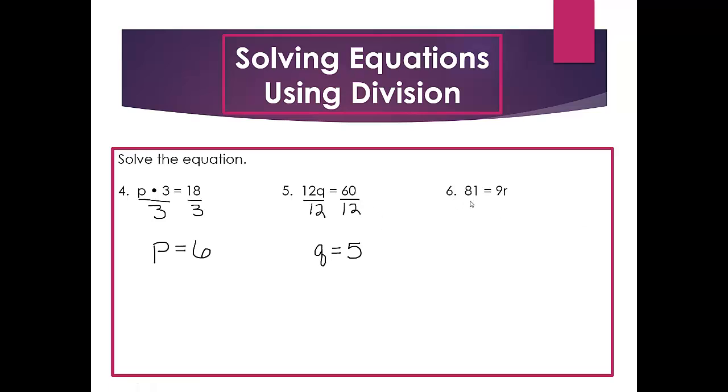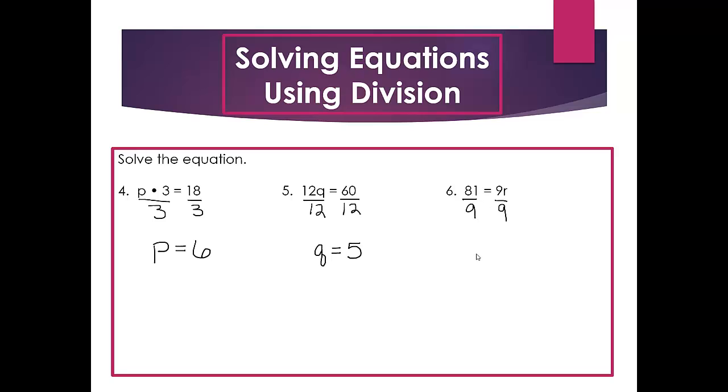For number 6, we have 81 equals 9r. We want to focus on the right-hand side of the equation because that has the variable r. On this side, we are multiplying 9 times r, so we need to do the inverse operation because we want to undo the multiplication. So that means we need to use division. So we will divide by 9. We also need to divide by 9 on the left-hand side.